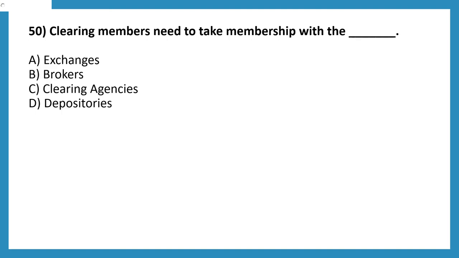Clearing members need to take membership with which of the following? Option A, exchanges. Option B, brokers. Option C, clearing agencies. Option D, depositories. The correct answer is option C, clearing agencies.